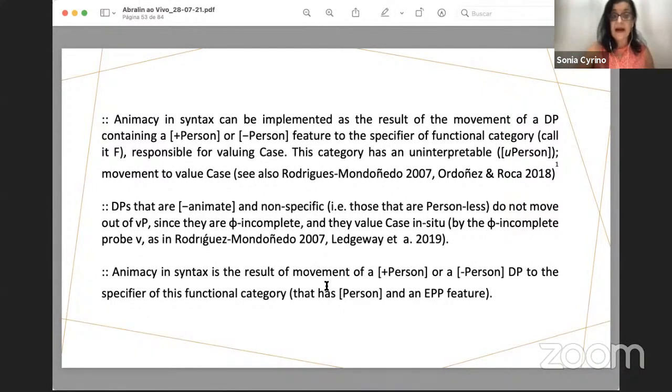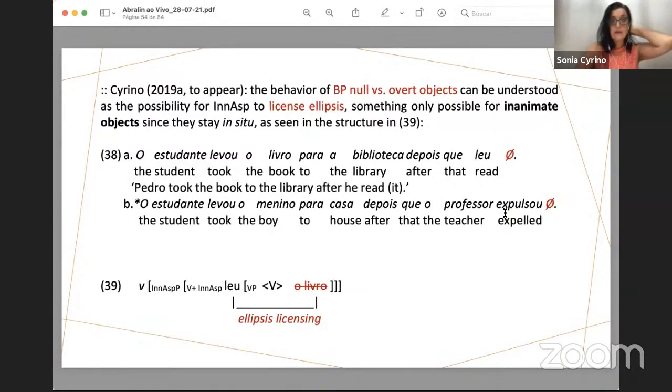And the DPs that are minus animate and non-specific, the ones that are personless, do not move out of VP. They are complete and value case in situ. So animacy in syntax is really the result of the movement of a plus person or minus person DP to a higher position. And in this way, I could explain the behavior of Brazilian Portuguese null versus overt objects, because only null objects can be licensed by the verb in the inner aspect position.